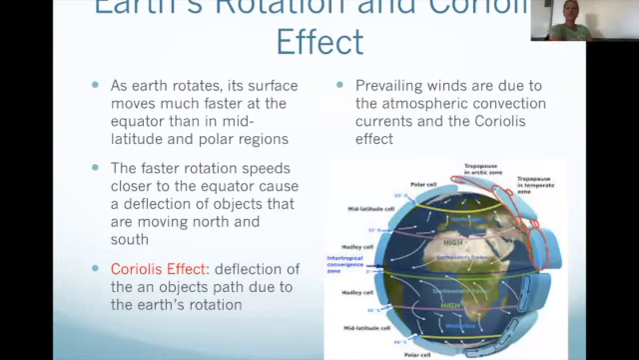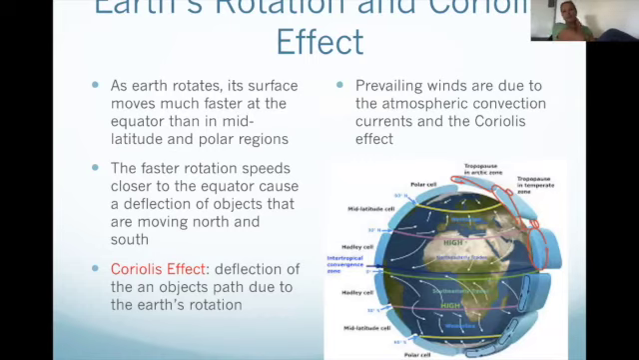Earth's rotation causes a Coriolis effect in our atmosphere. It also is going to cause the same Coriolis effect in our oceans when we get there. As the Earth rotates, its surface moves much faster at the equator than at the mid-latitude and polar regions. The faster rotation speeds closer to the equator cause a deflection of the objects that are moving north and south. So the Coriolis effect is this deflection of the object's path due to the Earth's rotation.